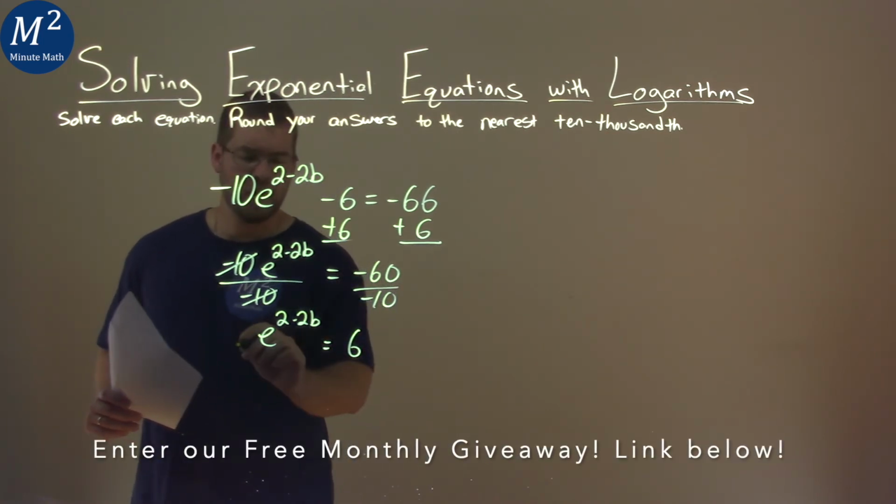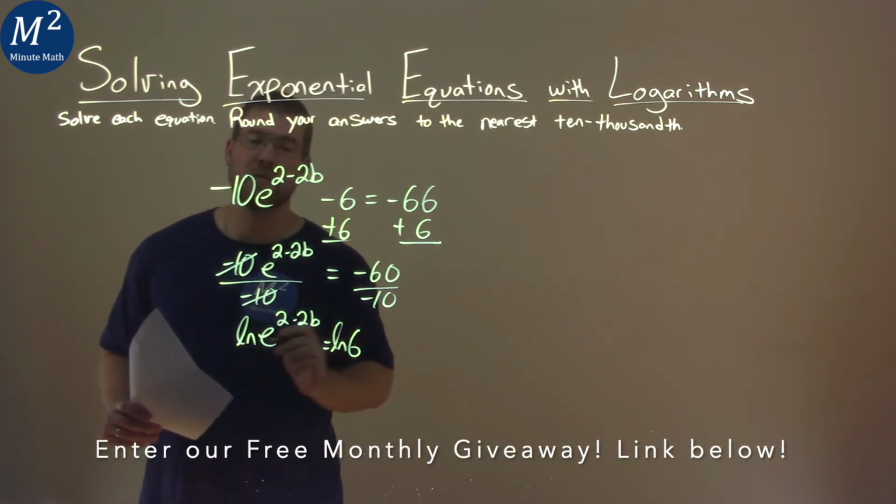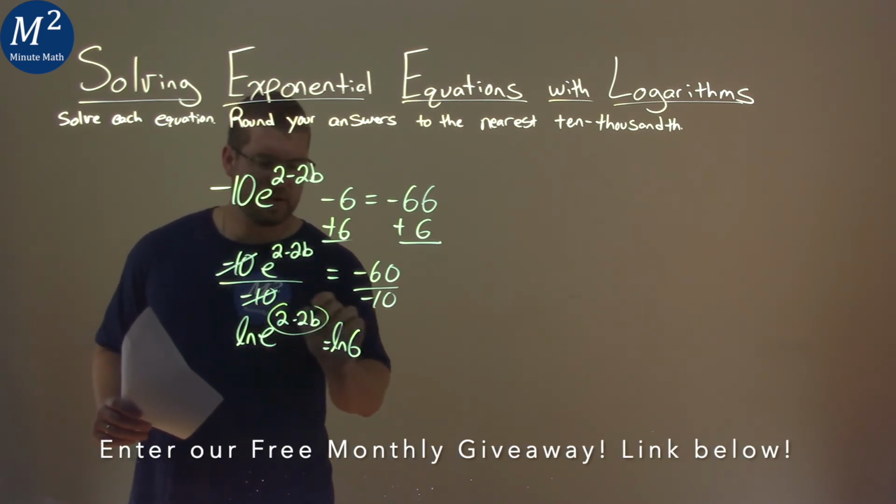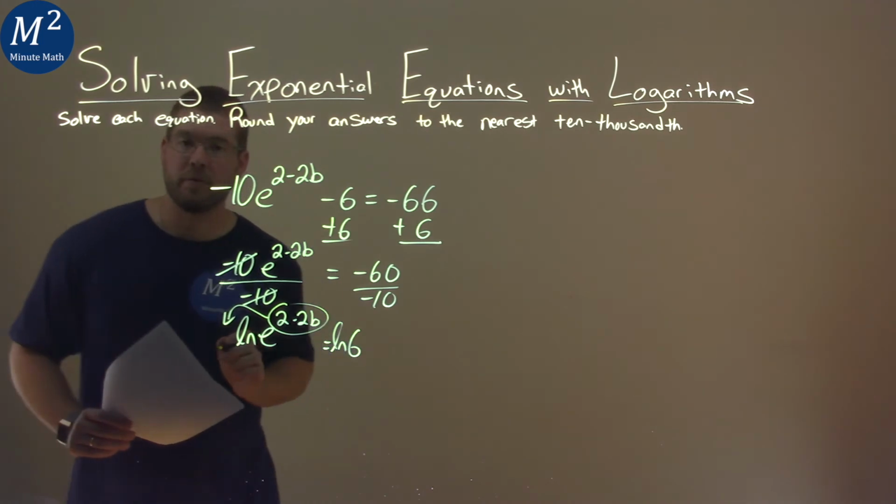From here, I'm allowed to take the natural log of both sides of the equation. That's beneficial because this exponent of 2 minus 2b can come out front.